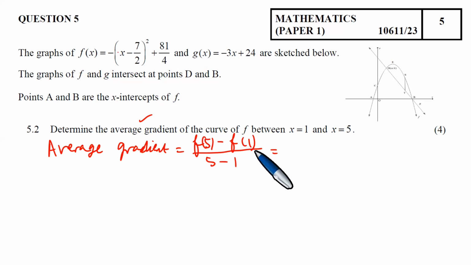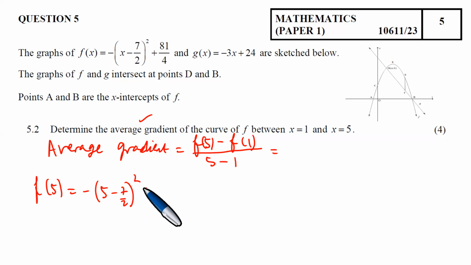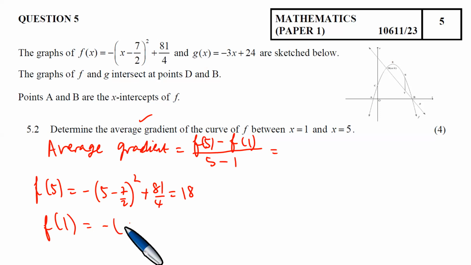So what is f of 5? You substitute here, wherever there is x, you put 5. If you do that, you say f of 5 is minus into 5 minus 7 over 2, you square that, plus 81 over 4, and you get the answer. The answer to f of 5 is exactly 18. And then if you do f of 1, wherever there is x, you put 1 there. You square these plus 81 over 4, and then you get 14.